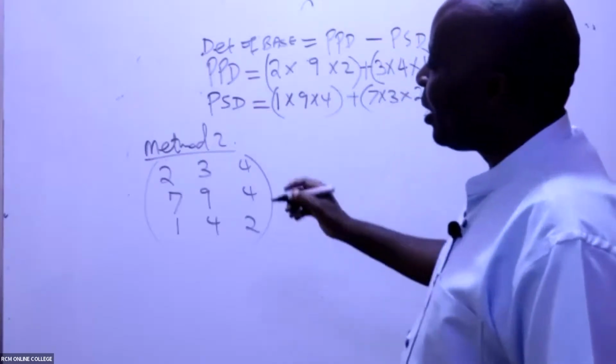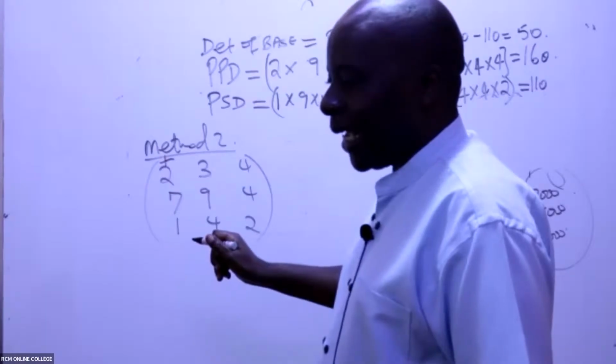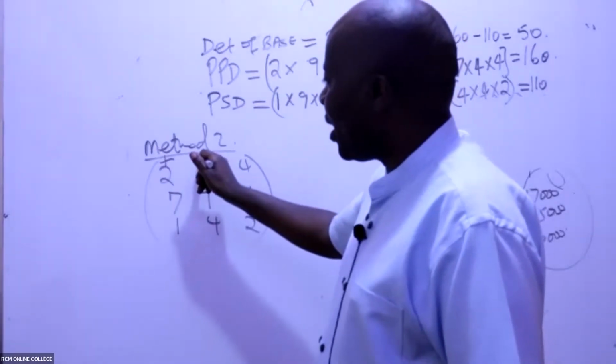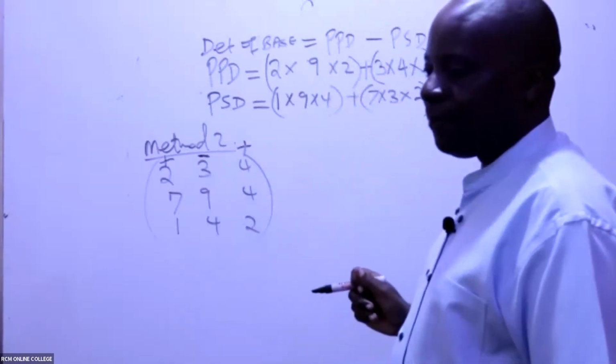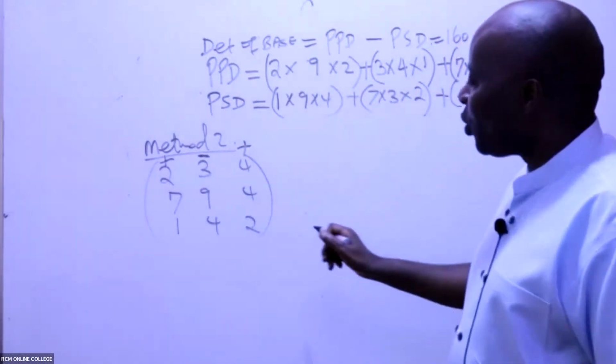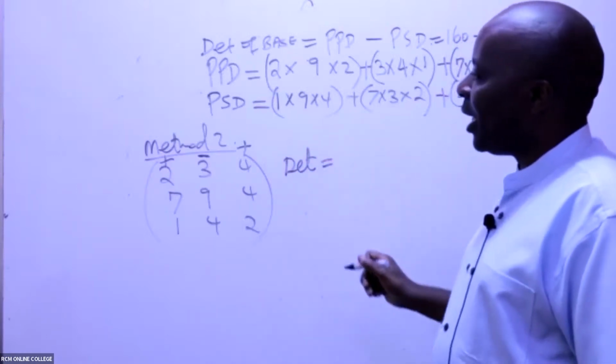So remember, the first one is supposed always to be plus, the alternating signs. The second one, negative. The third one, the alternating signs, plus. So then if you want to get the determinant, what do you do? You come here and pick.